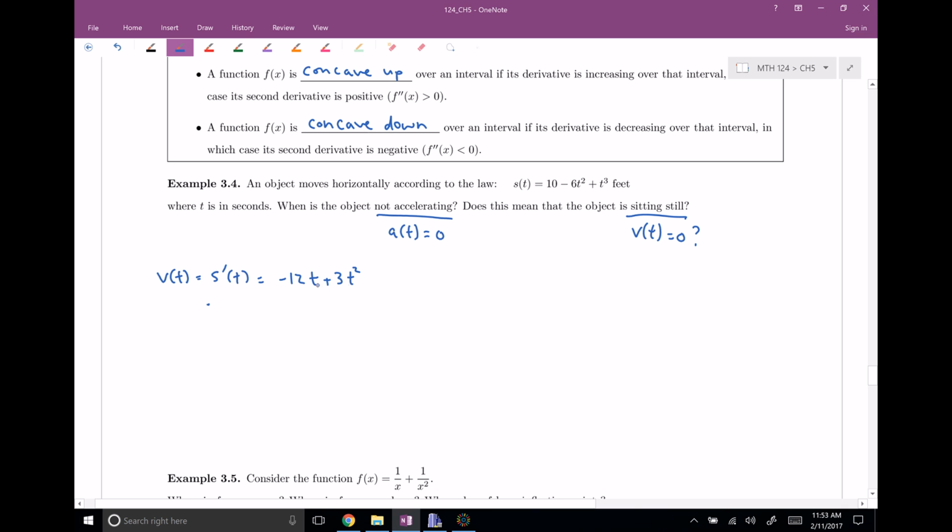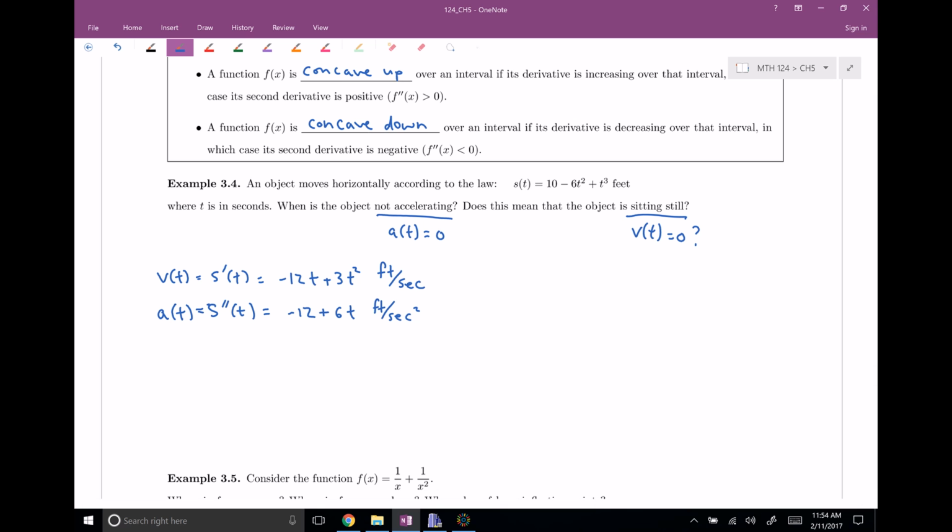We could talk about the units here. The derivative is going to be feet per second. And then we could talk about the acceleration, which is going to be the second derivative, aka the derivative of the derivative. So if I take the derivative of velocity, I'm going to get negative 12 plus 6t. And this is going to have units feet per second, a little bit confusing. Usually you say feet per second squared, because you're dividing by time again. So those are the units for acceleration.